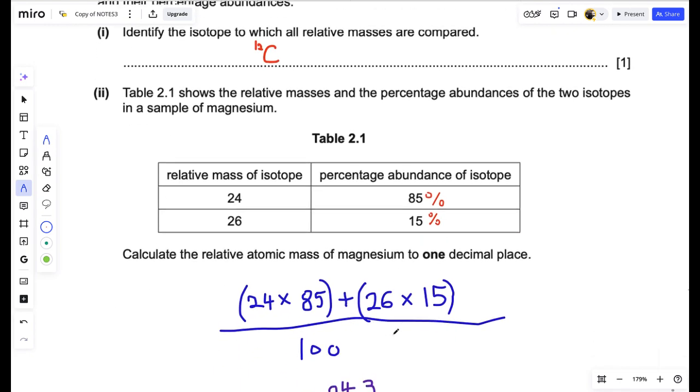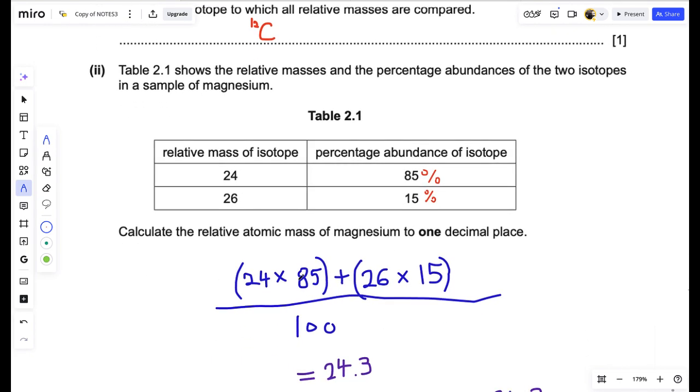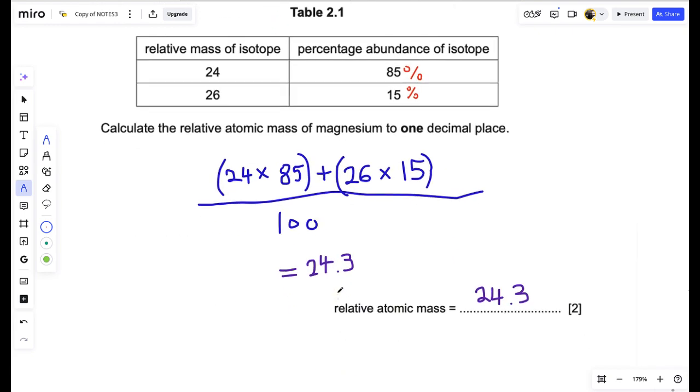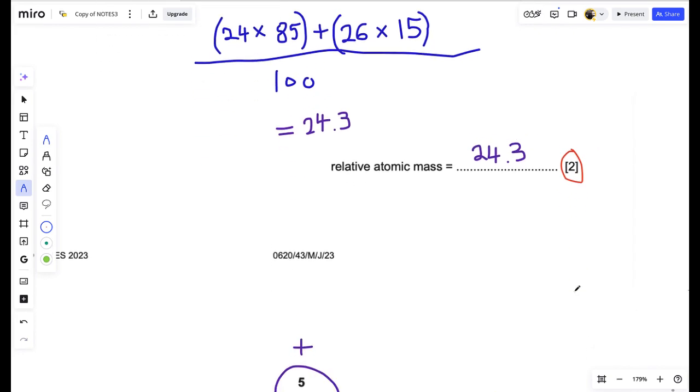So we can do it together as a sum by just saying 85 times 24 plus 50 times 26, all over 100. Instead of doing this over 100 and this over 100, it's the same thing, because 100 is their common denominator. So if you do this calculation, you get 24.3 and you are good to go with these 2 marks. Is that okay? So that's that for this question.